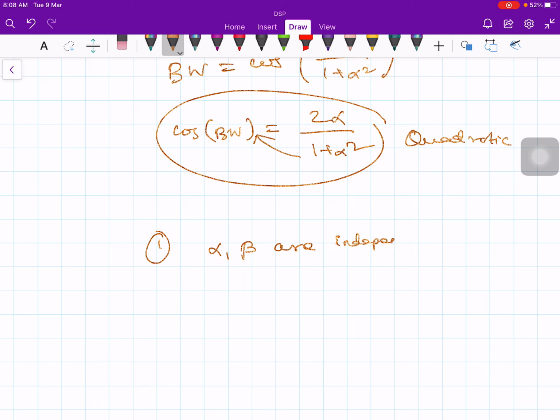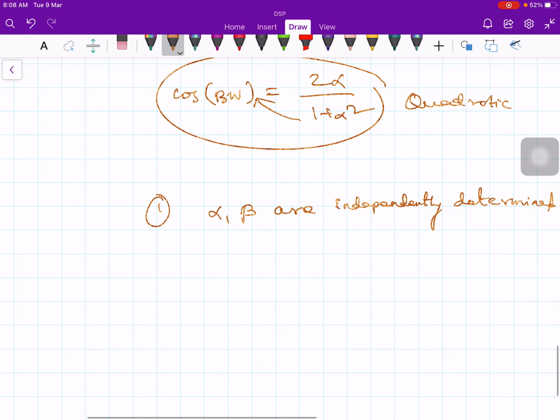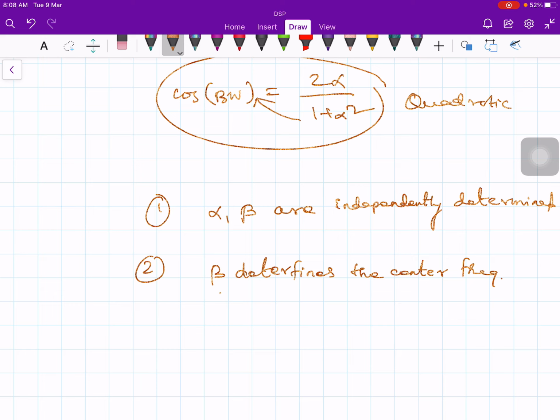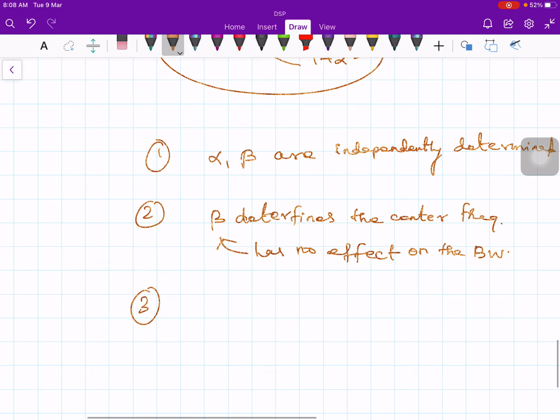That is the beauty of this transfer function. Independently determined. Okay, one parameter of the band pass filter. And the second point is, beta determines what? The center frequency. It has no effect on the bandwidth.